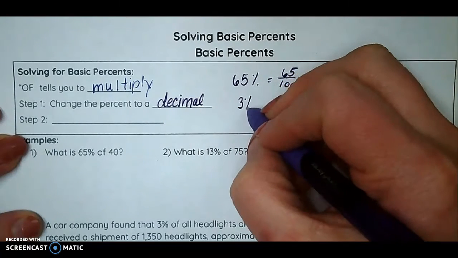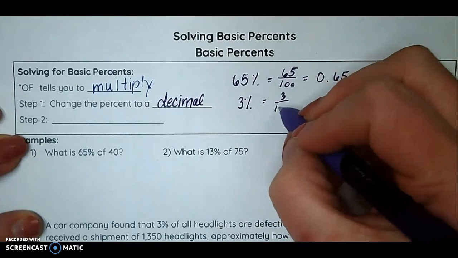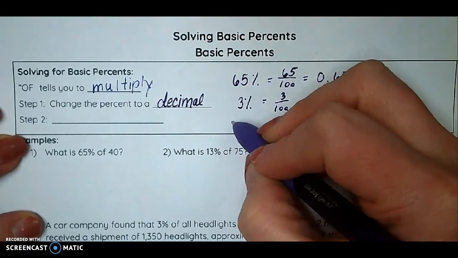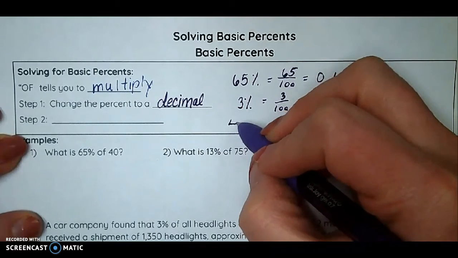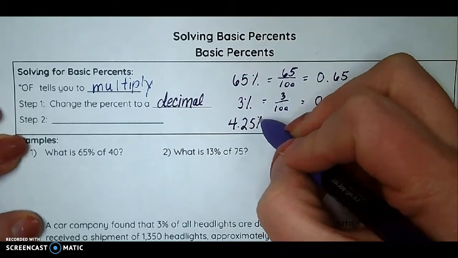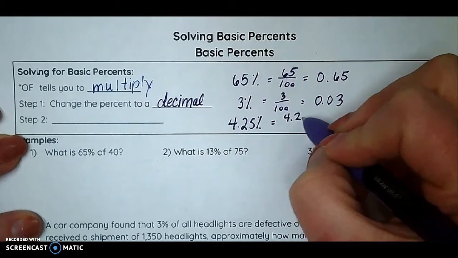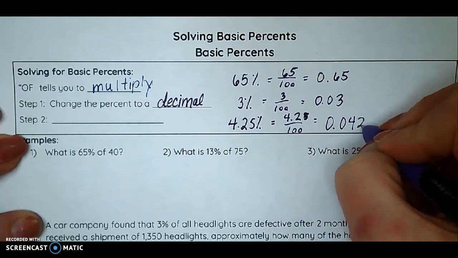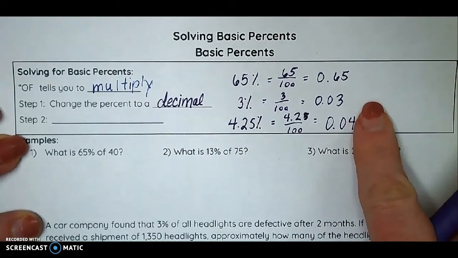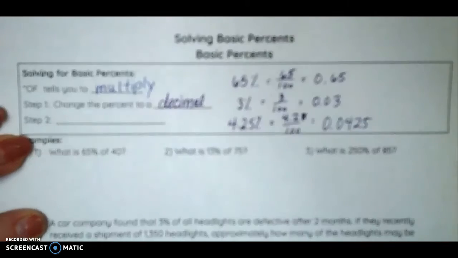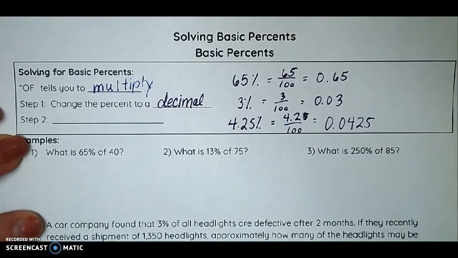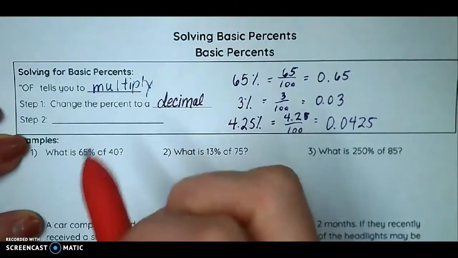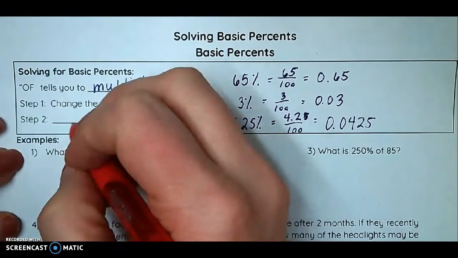Some of the harder ones we might have are like 3%, which is 3 divided by 100, which is like 3 cents. Or if I have something that is smaller and has a decimal, for instance, 4.25% would be 4.25 over 100 or divided by 100. And it can start to look a little strange as a decimal. It's like 4 and 25 hundredths of a cent, if you want to think of it that way. And then the last thing that I'm going to do is take that decimal and multiply it times my number.